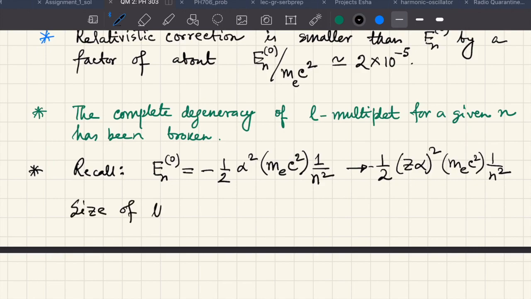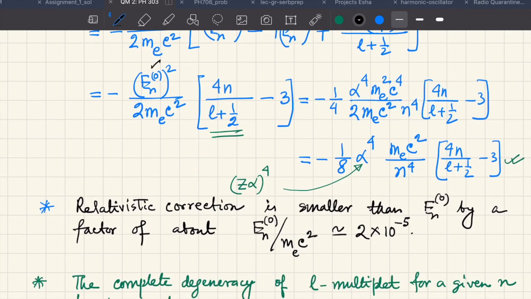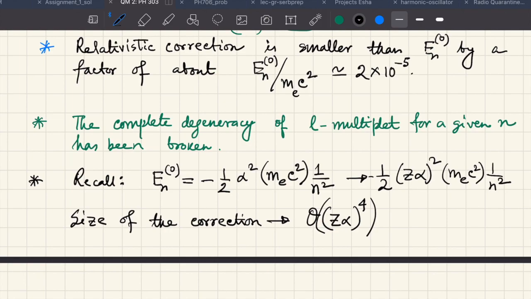Size of the correction, it is of the order of z alpha to the power 4, or if you are just dealing with hydrogen atom, then it is alpha to the power 4, because if you look at this, there is En0 whole square. Since En0 goes as z alpha square, so En0 whole square will go as z alpha to the power 4. And of course this is smaller than the original En0 or the unperturbed energy by a factor of z alpha square.